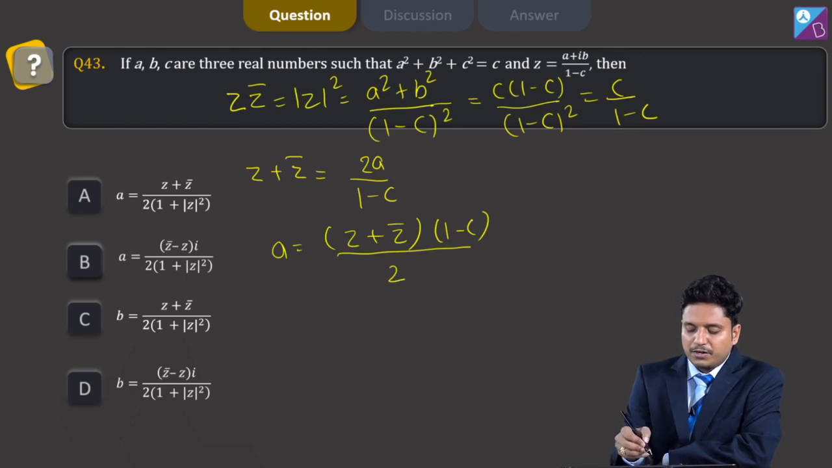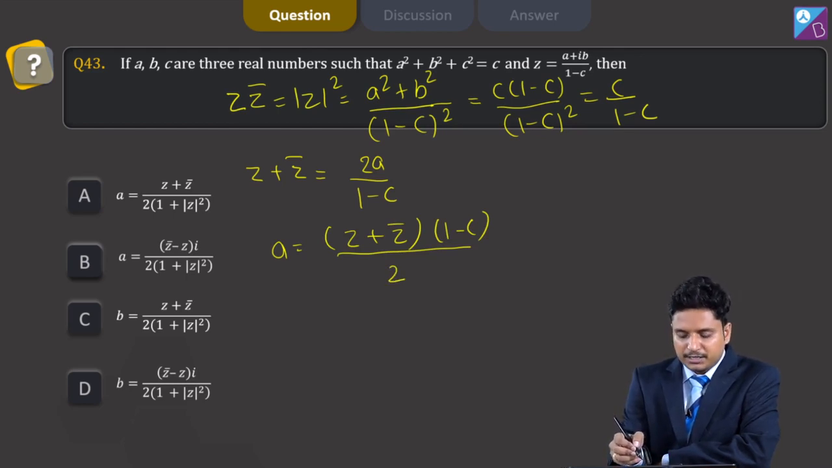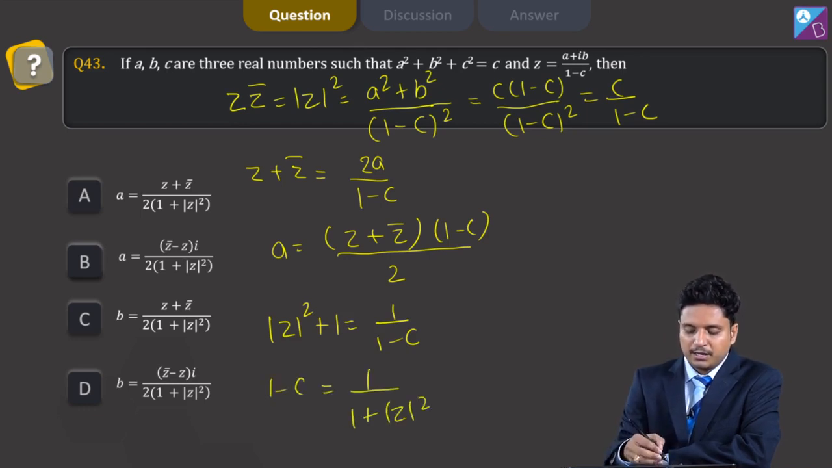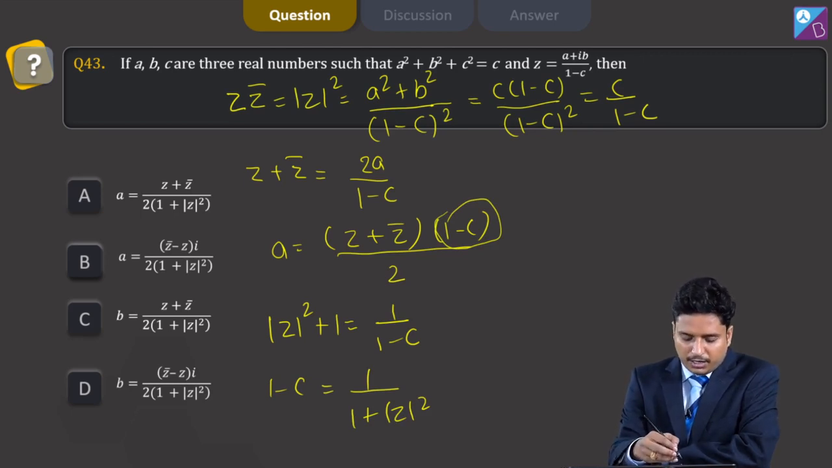So what can we put in place of 1 − c? We can see that mod z square + 1 is equal to 1/(1 − c). So 1 − c can be replaced by 1/(1 + mod z square). So this is (z + z bar)/2, and in place of 1 − c I am putting 1/(1 + mod z square). So the correct answer for this will be option A.